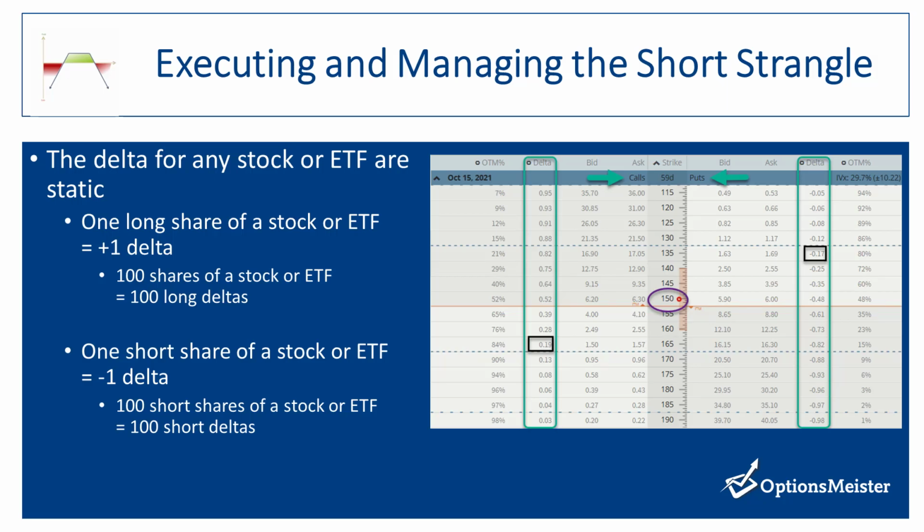The delta of a security instrument is static. 1 share of stock equals 1 delta. If the trader buys 100 shares of stock, he creates 100 deltas. The delta value of the stock never changes. When the 1 share of stock is sold short, the short share of stock has a delta of -1. The sale of 100 shares of any stock or ETF will create -100 deltas.